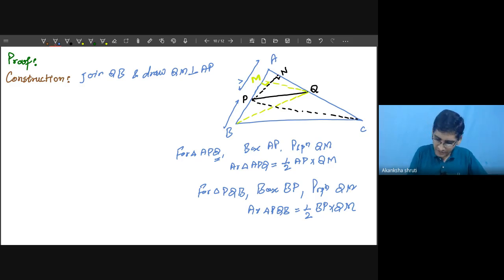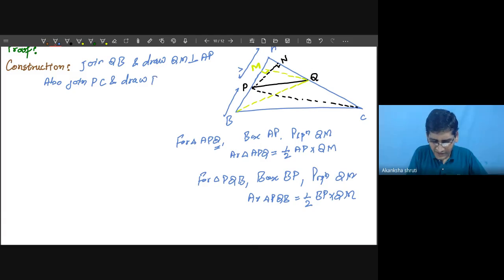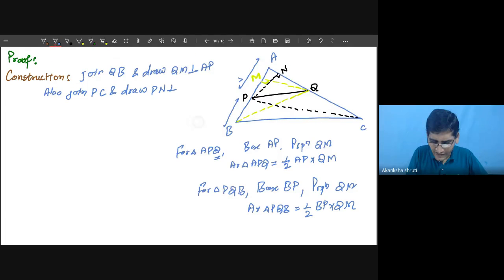Okay, so this is one part that we have to do, and this construction is marked by yellow in this figure. Also, for the other side, we need to join PC and draw from this P to N, which is perpendicular on side AC or AQ. Whether you are drawing perpendicular on AC or AQ, both mean the same thing. So only this much is the construction. Now let us continue with the proof.